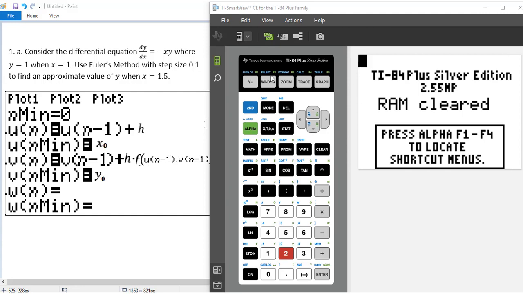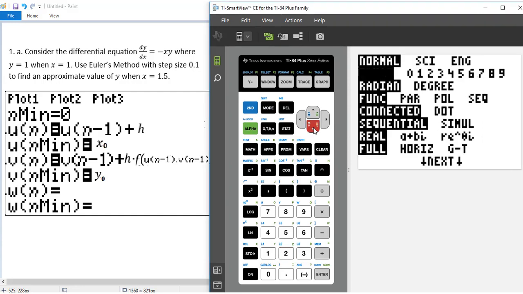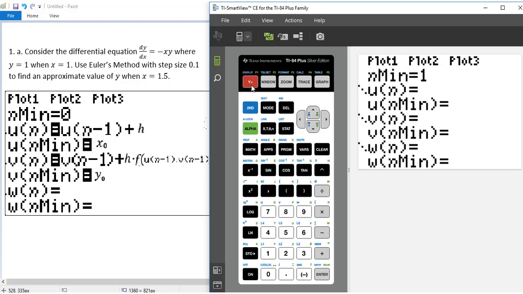First of all, we need to go to mode. Then you need to highlight this sequence. Then go to y equals. For this n minimum, always 0. And the u sub n minimum value will be the initial value. According to the given information, the initial value is x equals 1 and y equals 1. So here is 1. Then go to v sub n minimum, which will be 1.